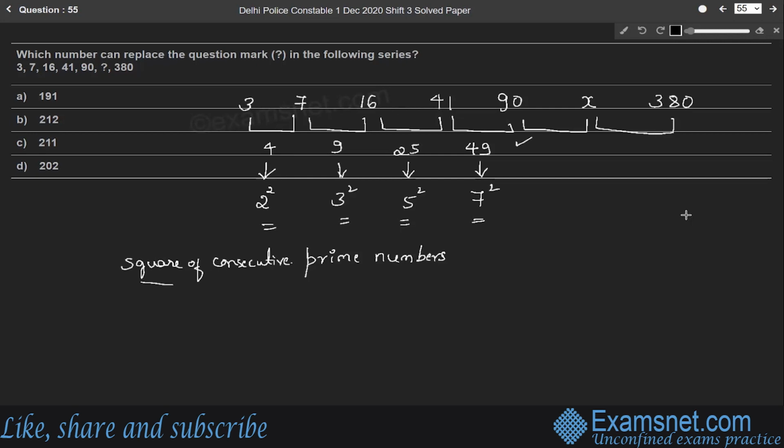What is the next consecutive prime number? The next prime number is 11. Its square is 121, so the gap must be 121. So what is the number X here? 121 plus 90, which is equal to 211. So the value of X is equal to 211. You can check with the answer. If it is 211, then this gap will be 380 minus 211, which is 169, the square of 13. Therefore, 211, option C is the right answer.